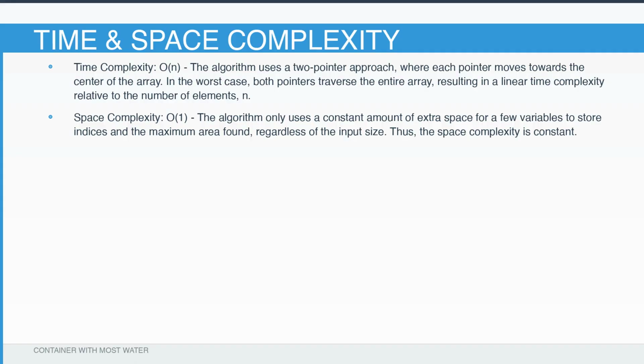Now let's discuss space complexity, which is O(1). This indicates that the algorithm requires a constant amount of extra space. Here, we only need a few variables to keep track of the current indices and the maximum area we find. No matter how large the input array grows, the space we use remains the same. This efficiency is crucial, especially when handling large datasets. Understanding these complexities helps us appreciate the algorithm's effectiveness and efficiency in solving the problem.